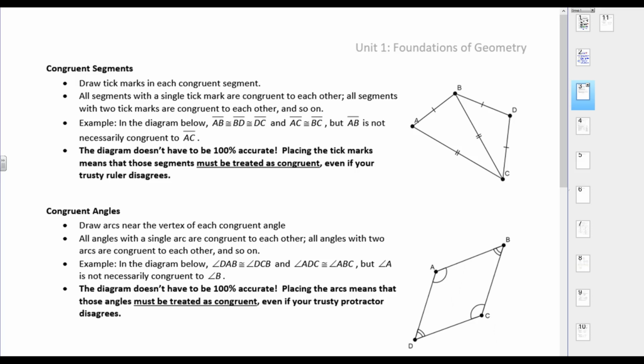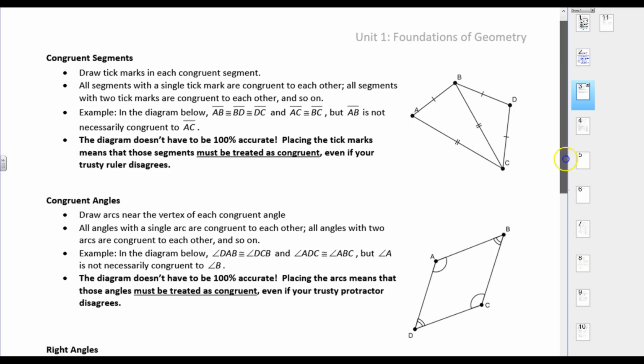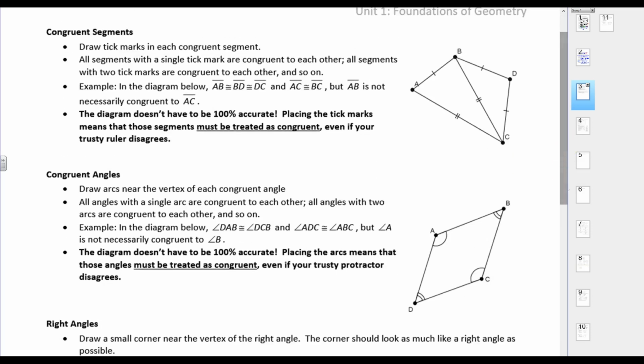So in this diagram, AB, BD, and DC all have 1 tick mark on them, so they're all congruent to each other, whereas AC and BC have 2 tick marks, so they're congruent to each other, but they're not congruent to the ones with 1 tick mark. Your diagram does not have to be 100% accurate. Placing tick marks means that those segments must be treated as congruent even if your ruler disagrees.